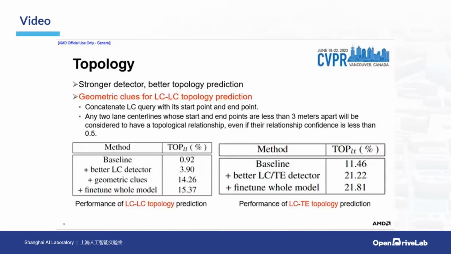First, we concatenate the LC query with its start and end point. Second, any two lane lines whose start and end points are less than 3 meters apart are considered to have a topological relationship. The two tables below demonstrate the performance of the two topology prediction tasks.